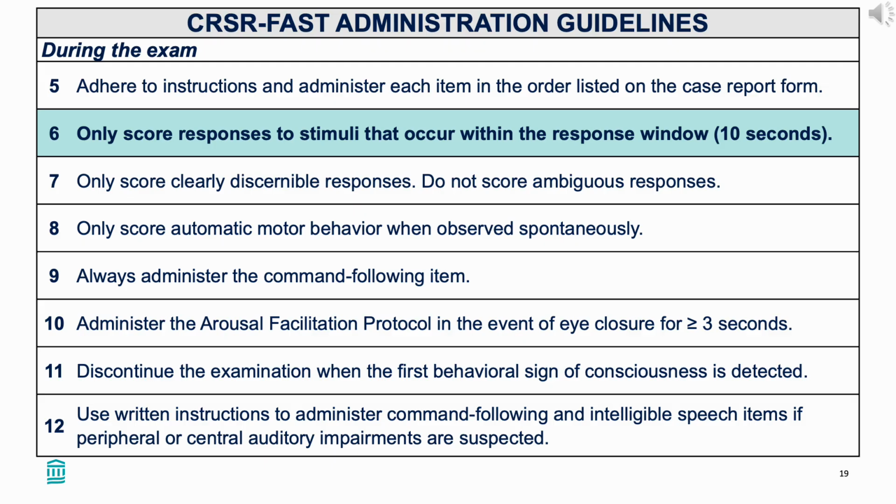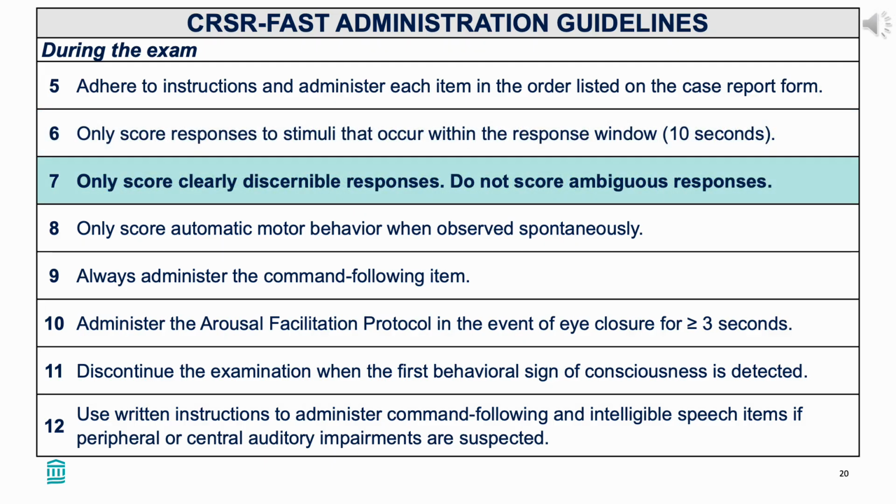When the examiner provides the patient with an item or prompt, they should wait 10 seconds to observe a clearly discernible scorable response. The examiner should use the 9 out of 10 rule of thumb, meaning that if there are 10 examiners observing the same behavior, then at least 9 should agree that it is clearly discernible in order to score it as such.